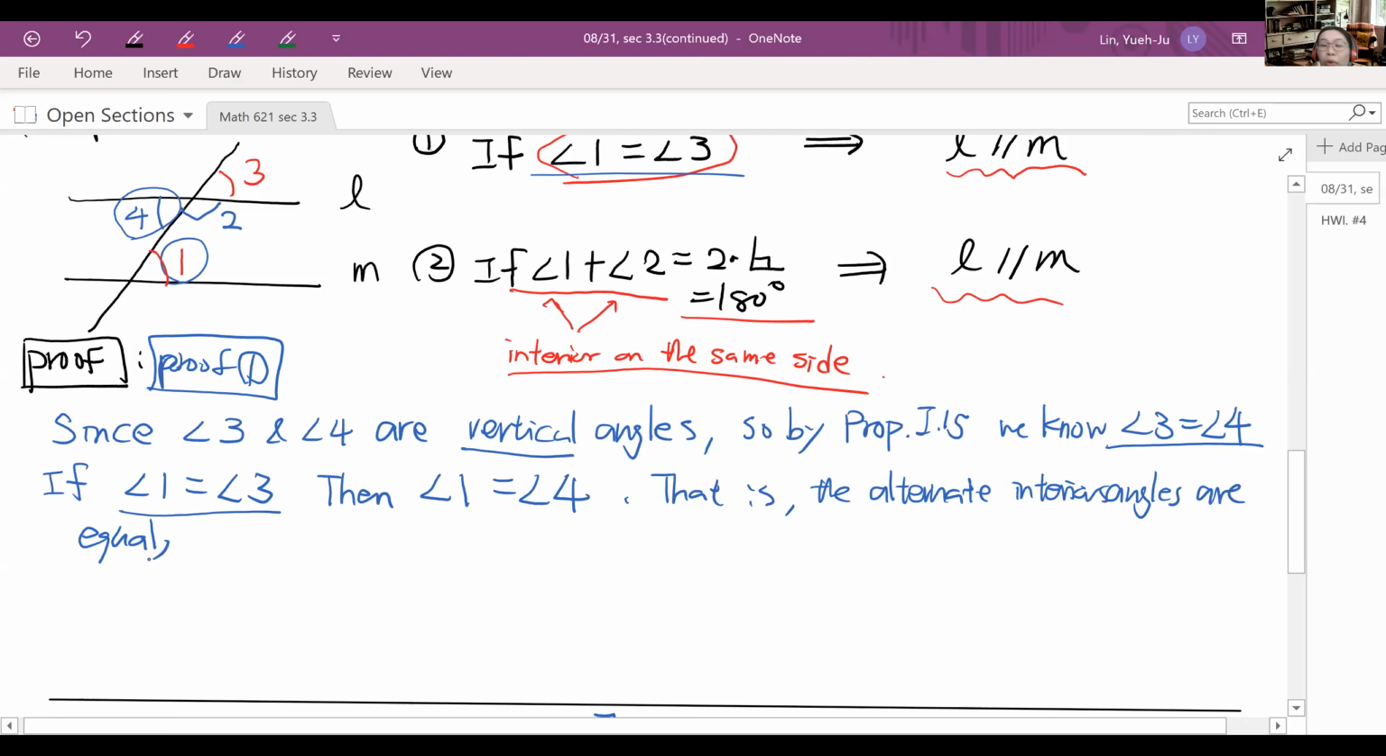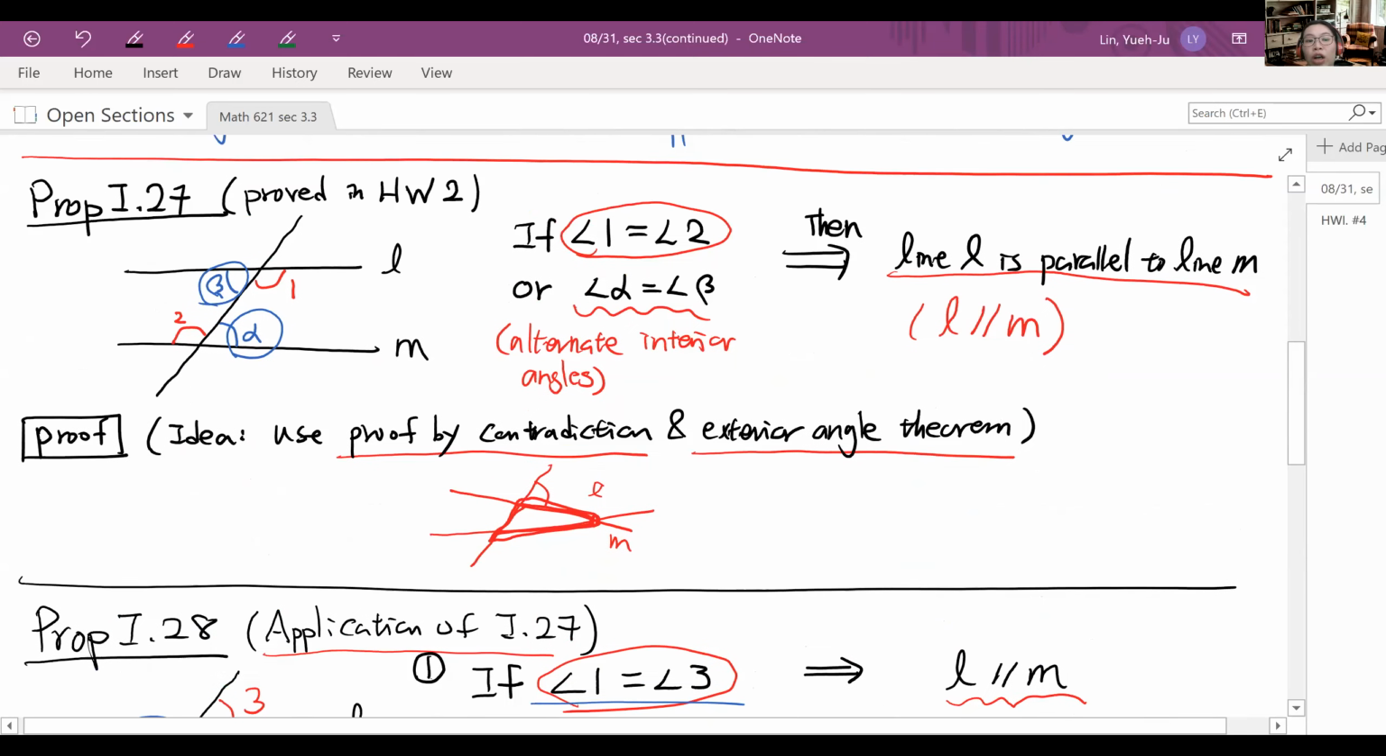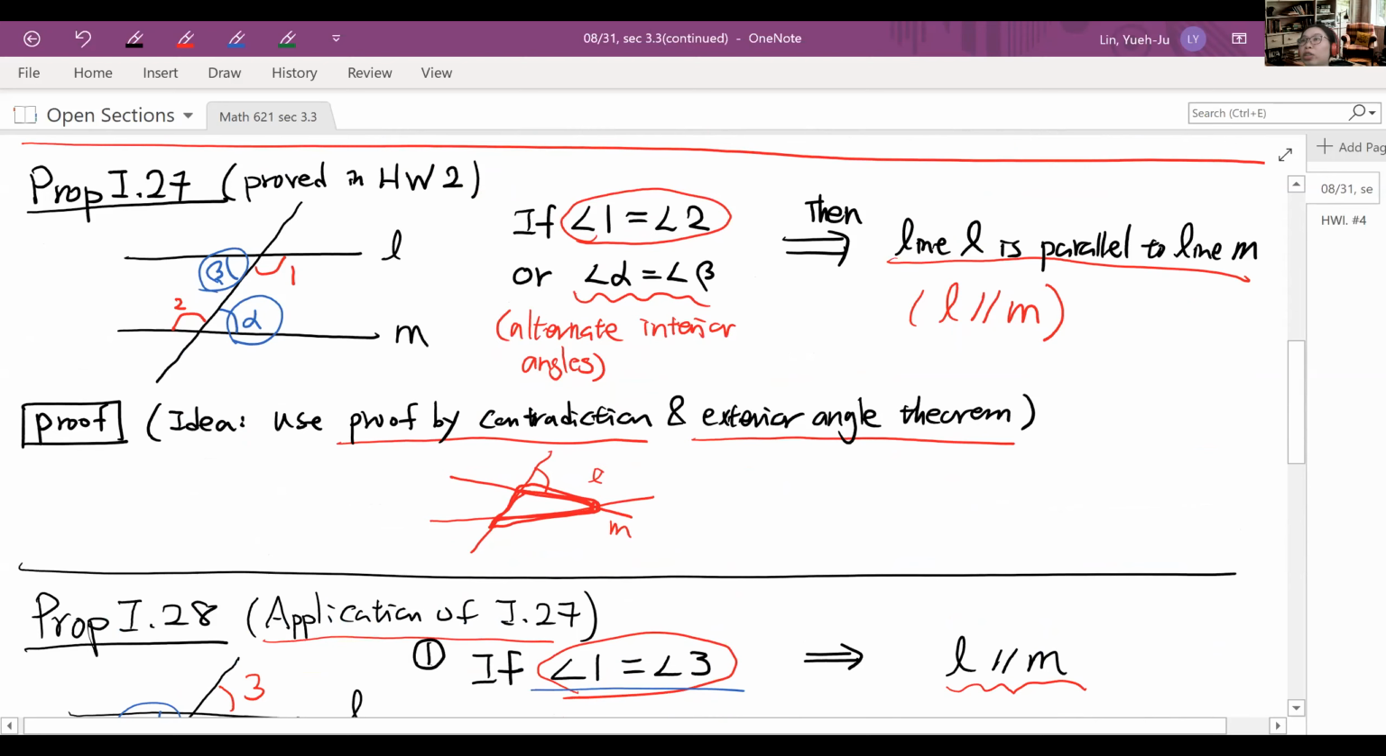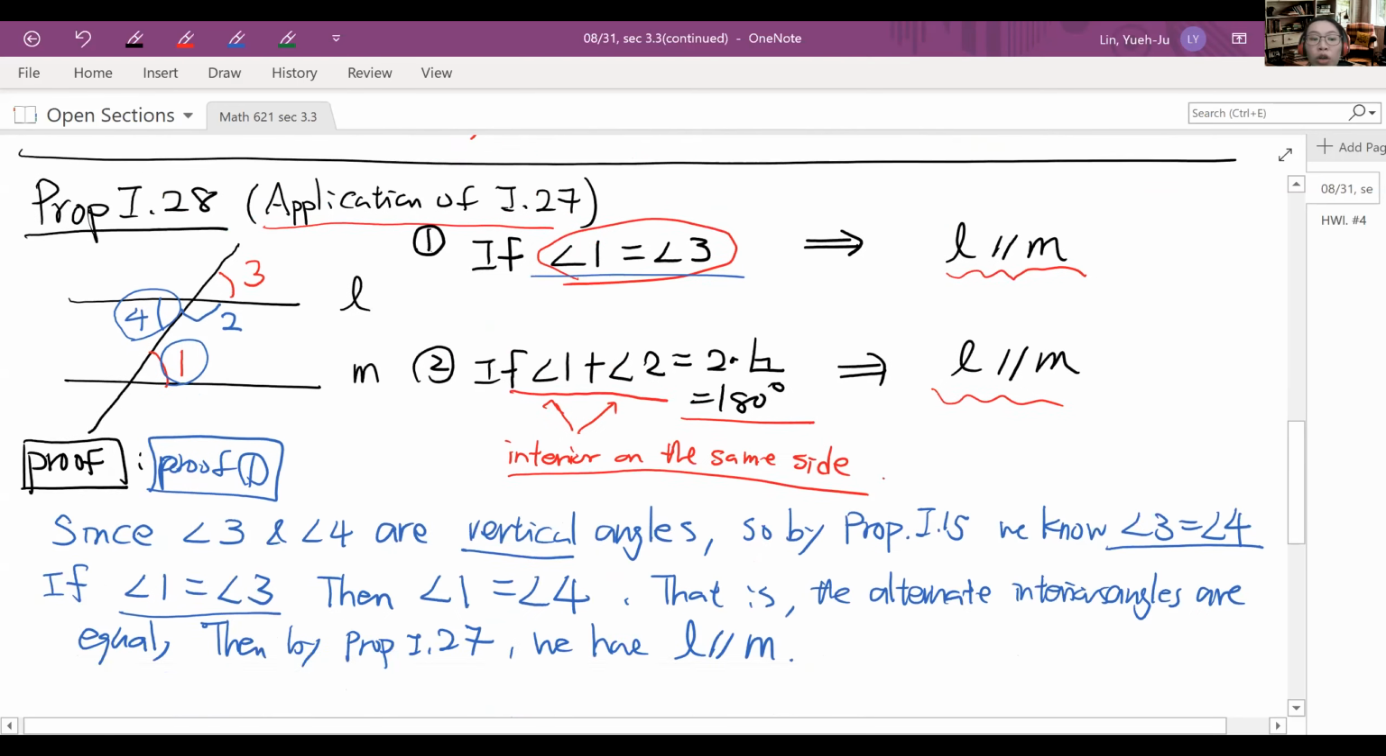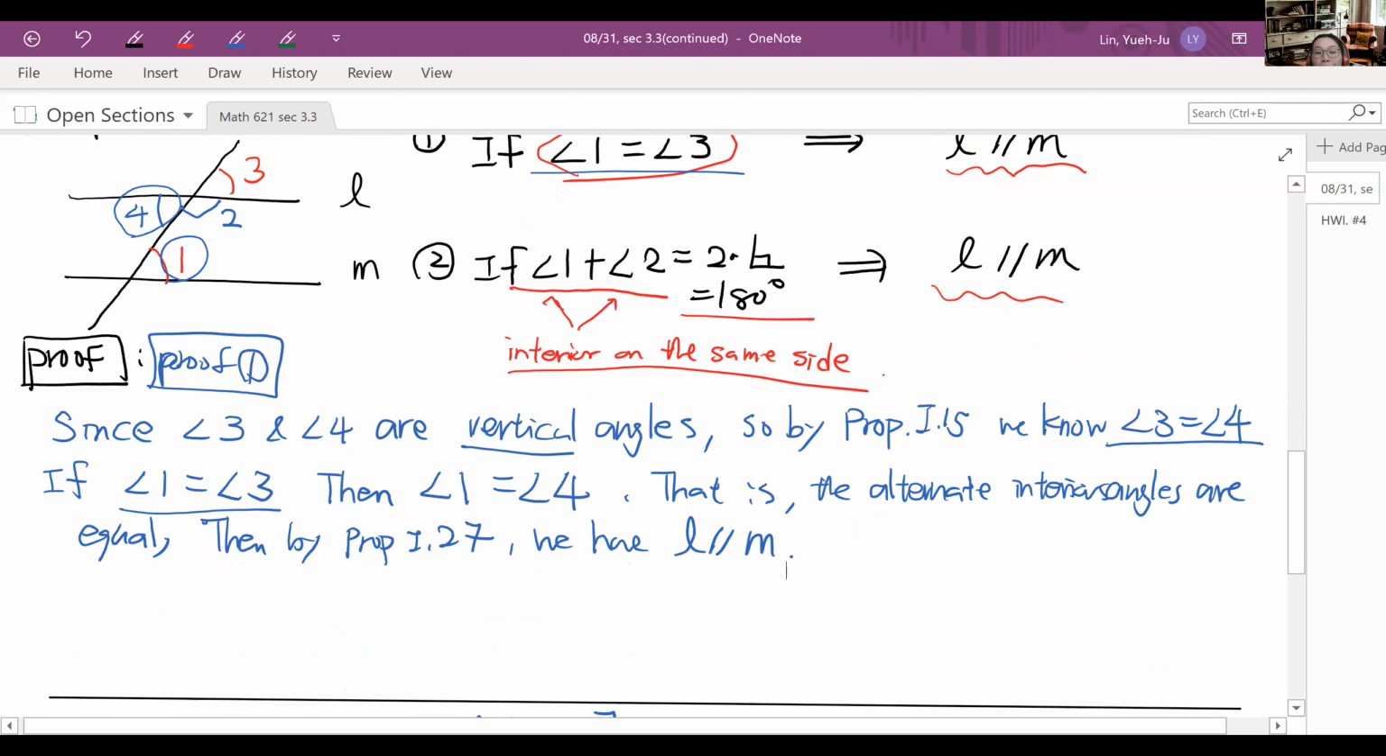If this is the case, then we can use 1.27. By proposition 27 that we just saw, we get that L is parallel to M. You can see that the whole goal is to get the condition that the alternate interior angles are equal. Once you have that, by proposition 27, it right away implies the two lines are parallel. The second statement is also of a similar taste, so I'm going to prove the second one as well.